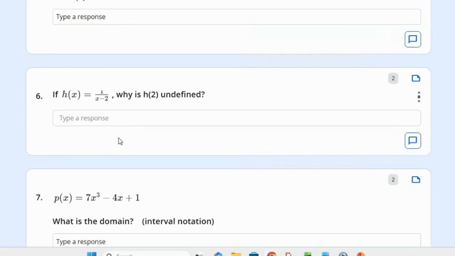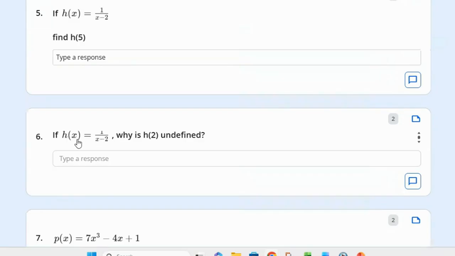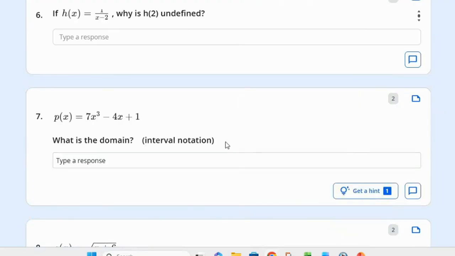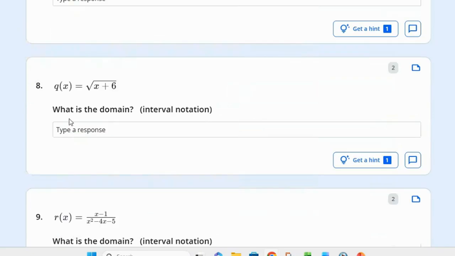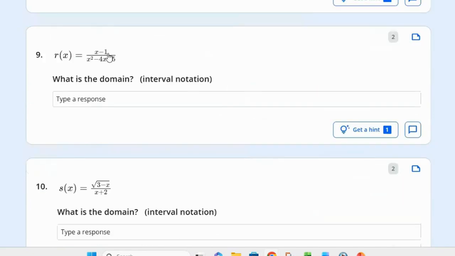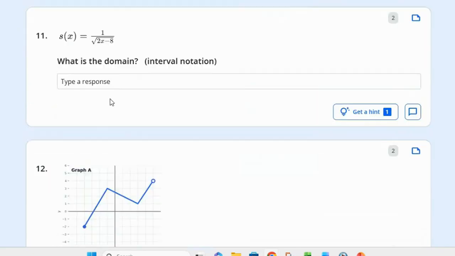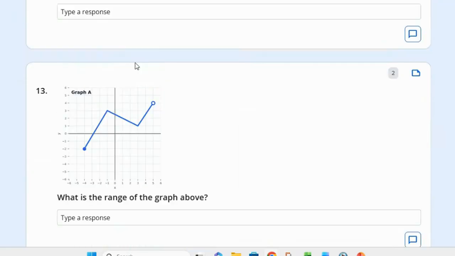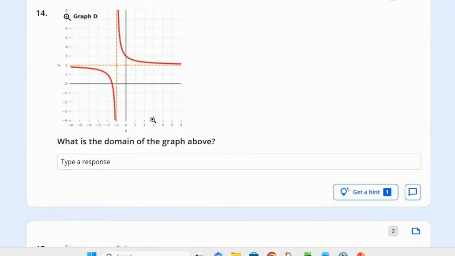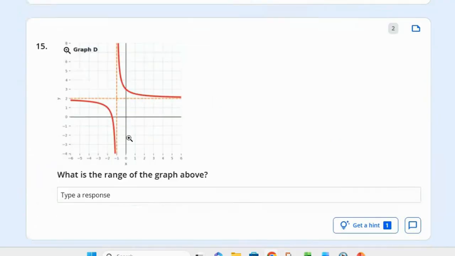Now we talk about domain. If h of x equals 1 over x minus 2, why is h of 2 undefined? What is the domain here? Put it in interval notation. What's the domain here? What's the domain here? And then finally, we got a graph at the end. What's the domain of this graph? What is the range of the graph?